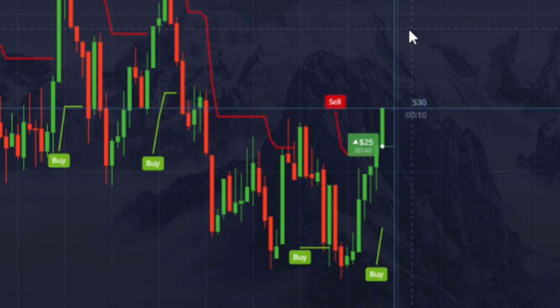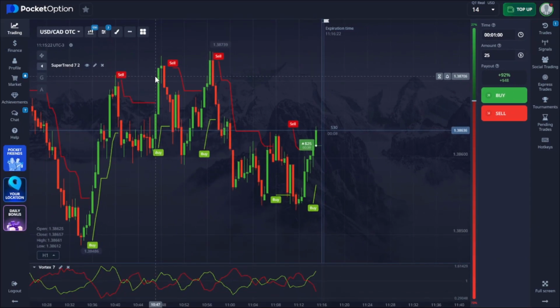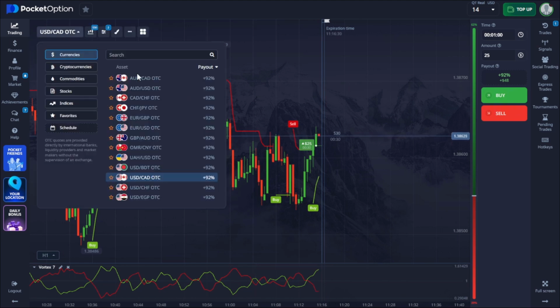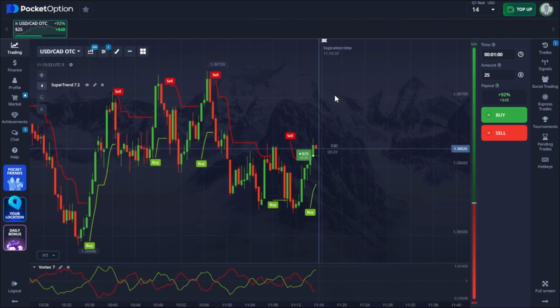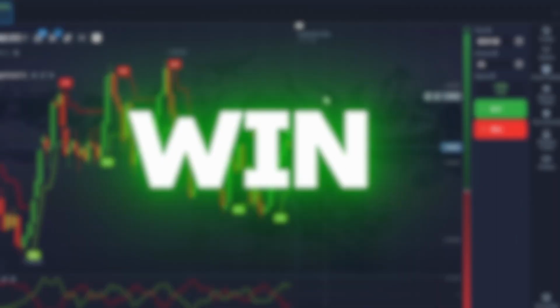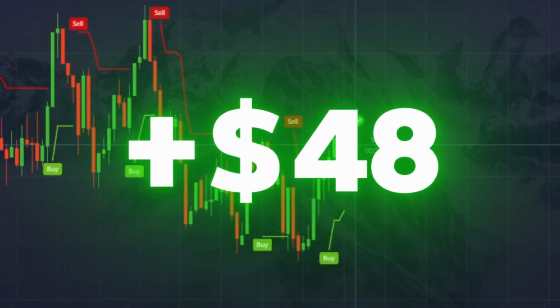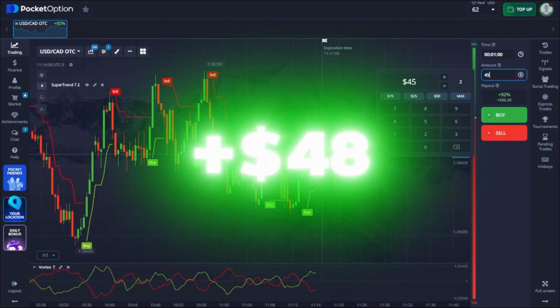I have already explained this indicator several times in other videos, but also with other indicators. So on the 30 seconds, we look for the entry in this section. All right, that's good. So let's see, guys. In the first trade, we got the first win. That's pretty good, $8.62 total.